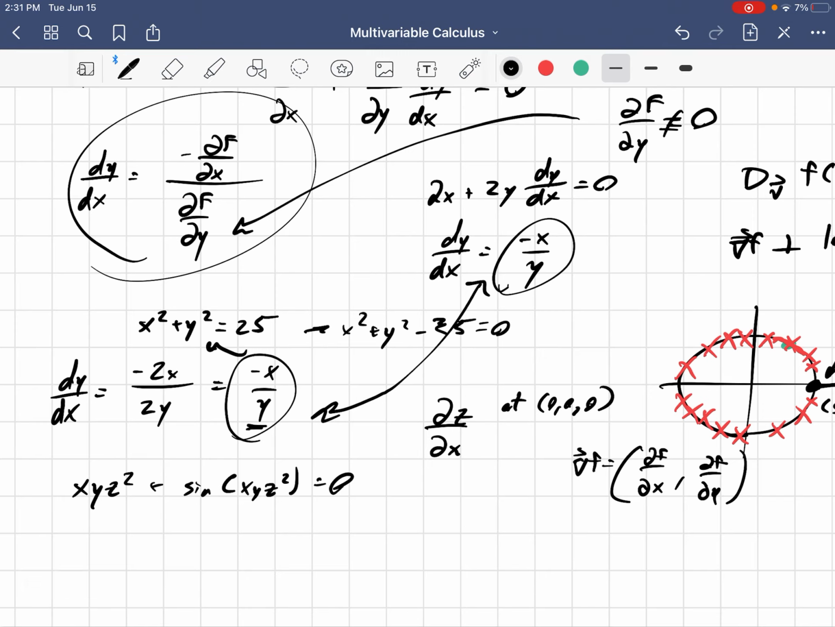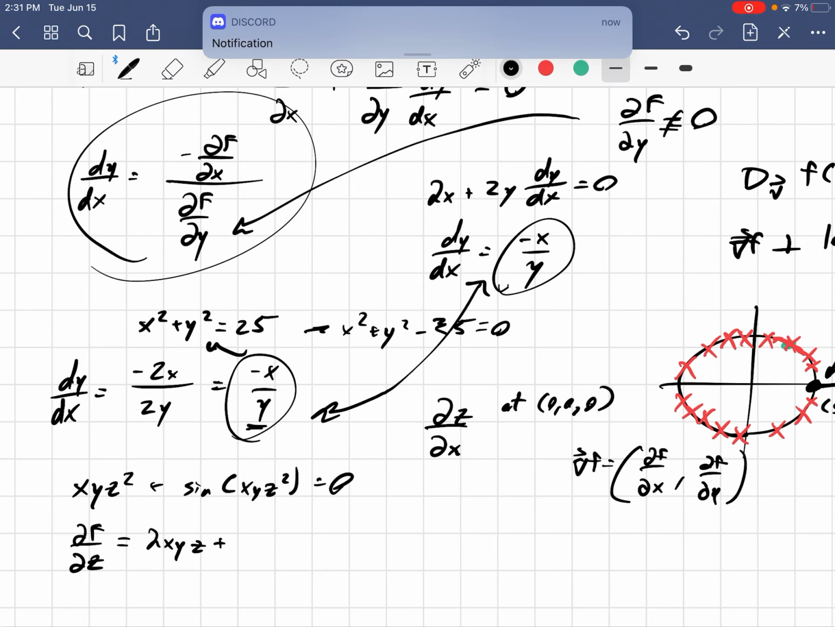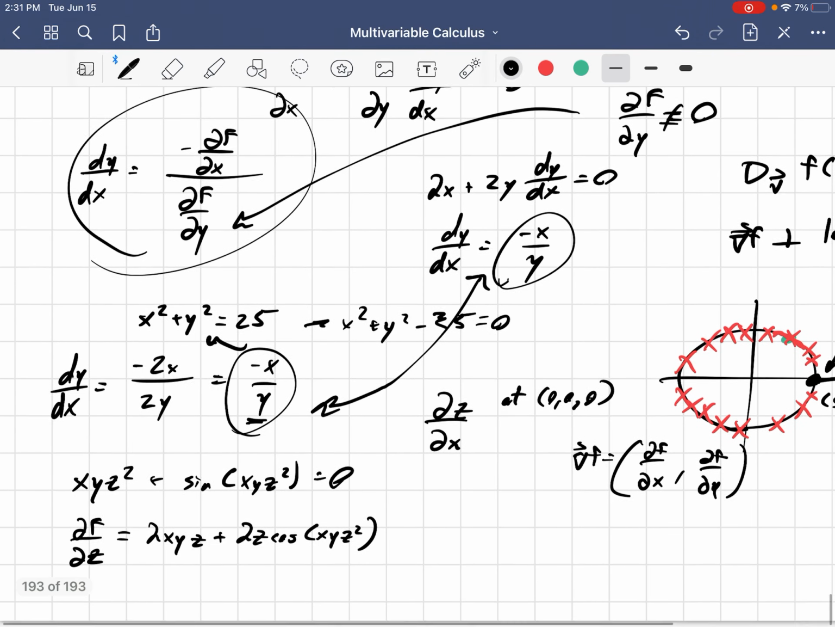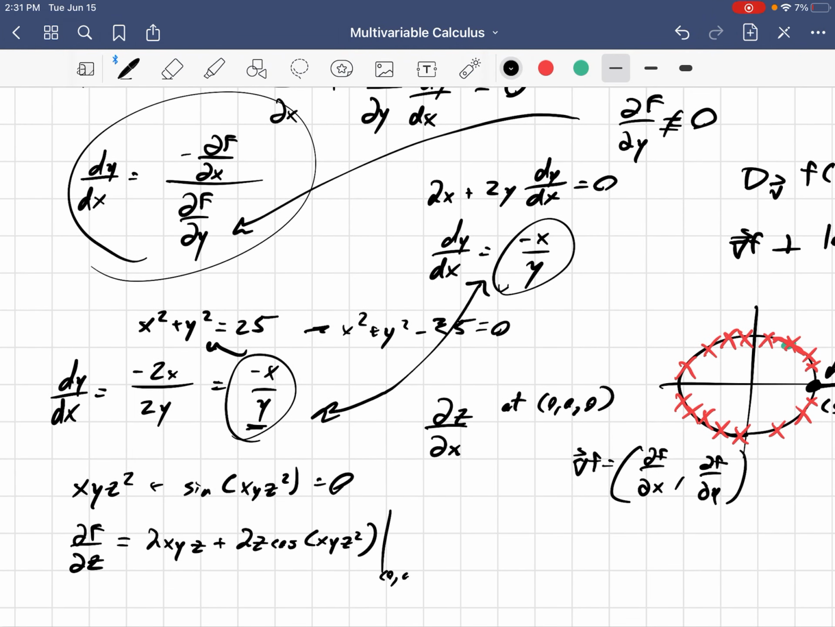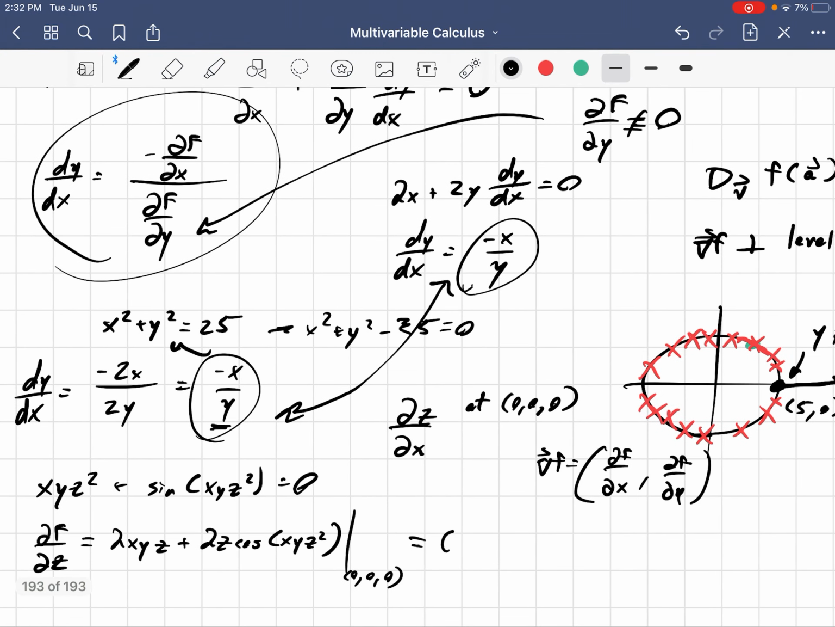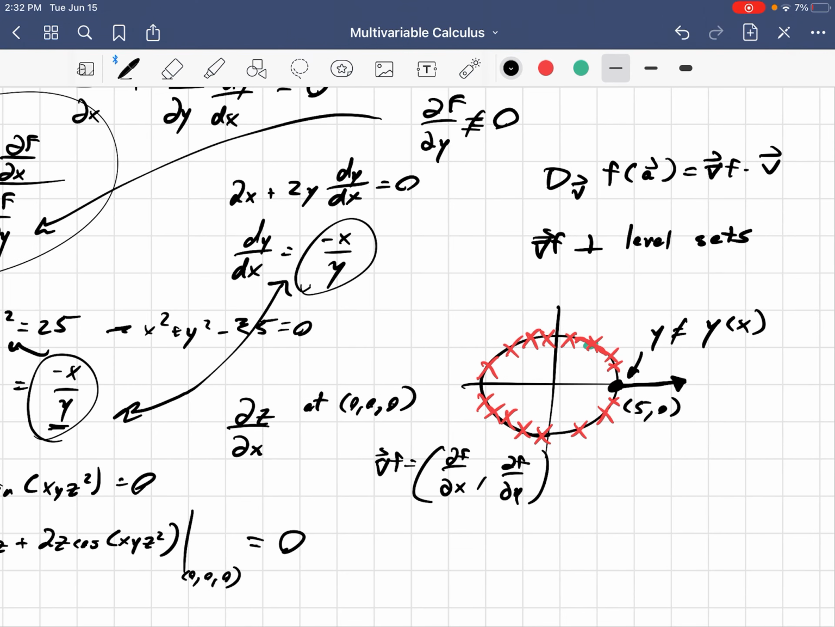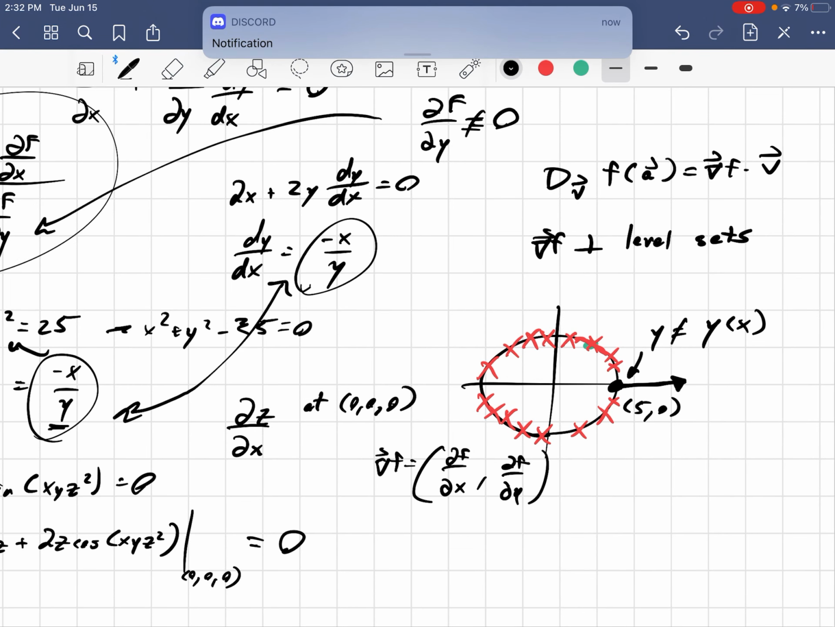The one thing you have to check there is that you first find the partial of f with respect to z. In that case, that would be 2xyz plus 2z cosine of xyz squared. And you plug in (0, 0, 0), and you get 0. And that's not good. That means at the origin the gradient vector has no z component.